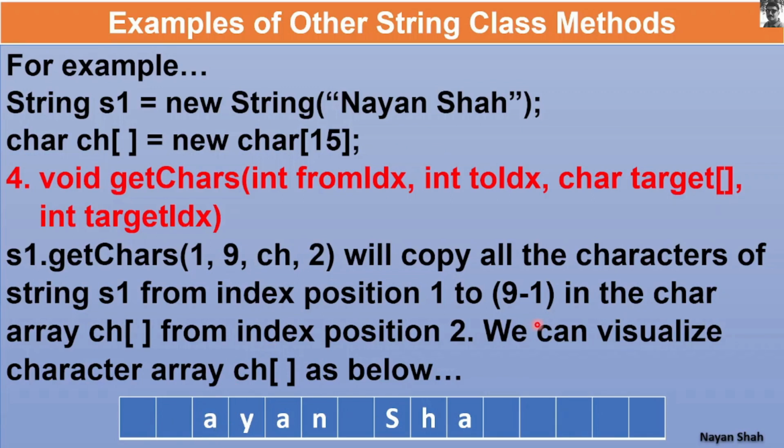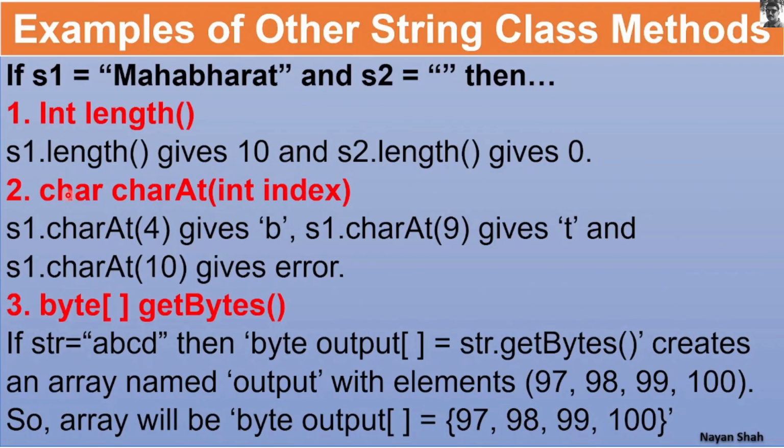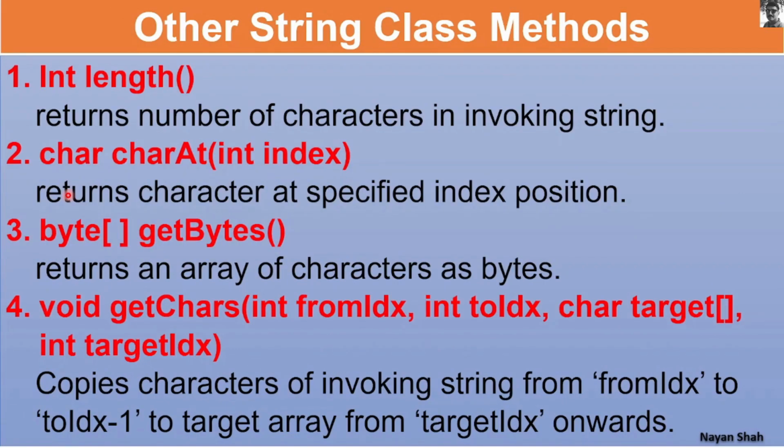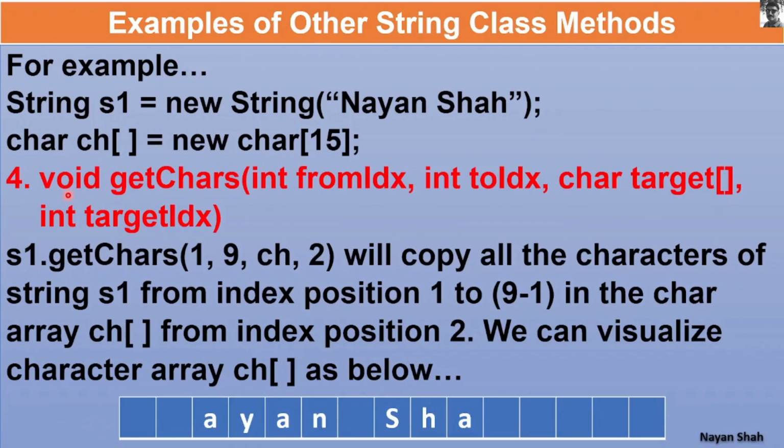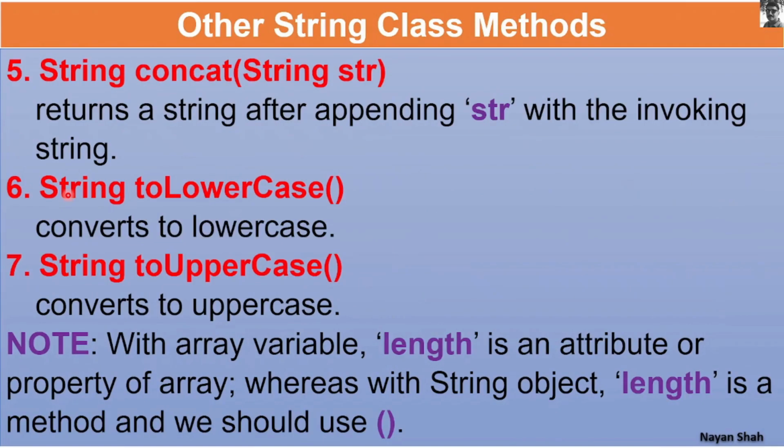So nothing comes on screen, and that is why the return type is void. I hope these methods are clear to you. These 3 methods are very important to understand, even the 4th method. Let us move over to the next methods.